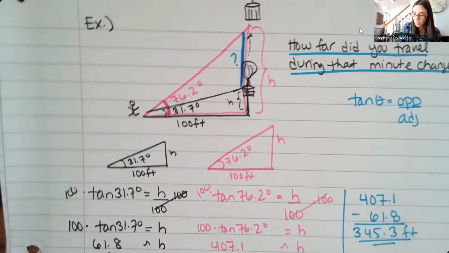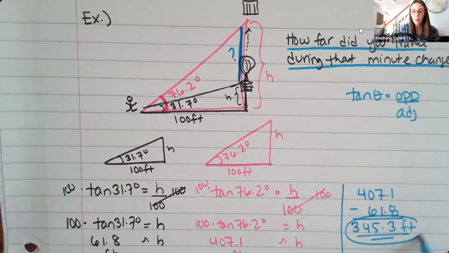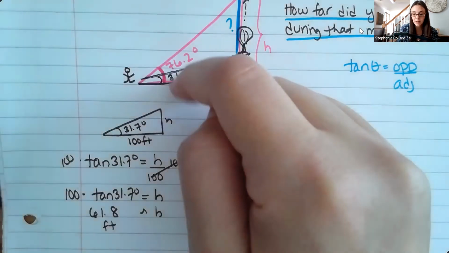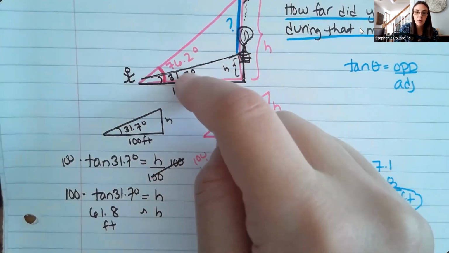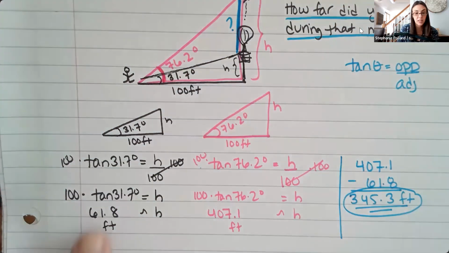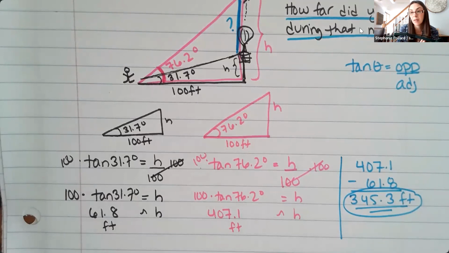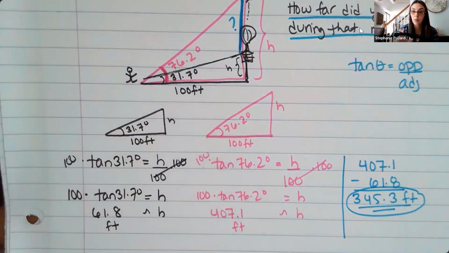So how far did you change in that minute? Well, in that 1 minute, or between those two angle changes, you went up another 345 feet during that change. So that angle there makes quite a difference, right? If you look at it, it's a little over double, but the height changed significantly, right? It's not like just double the height. So you can see that the ratio is not linear like we're maybe used to, right? You have a much bigger change there with that change in elevation going from 31 to 76.